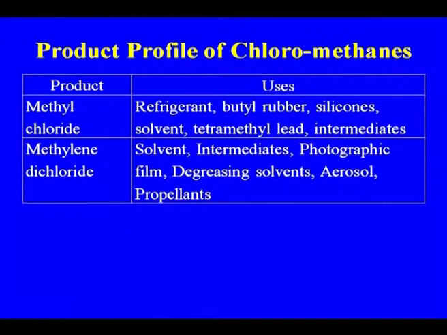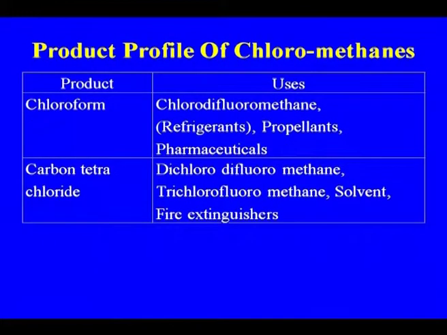This is the chloromethanes product profile, methyl chloride and methylene dichloride that we are getting, and the various uses of these products: refrigerants, butyl rubber, silicone, solvents, trimethyl lead, intermediate solvents, methylene dichloride, chloroform, carbon tetrachloride. So, these are the various applications of chloroform to various very important chemicals that we are making. Similarly, carbon tetrachloride also.